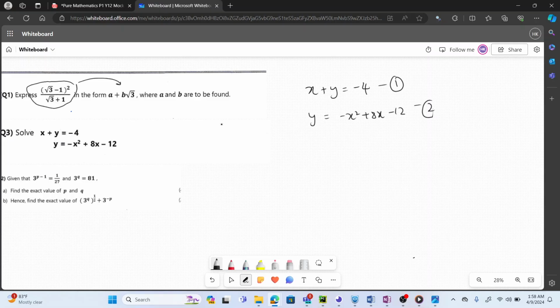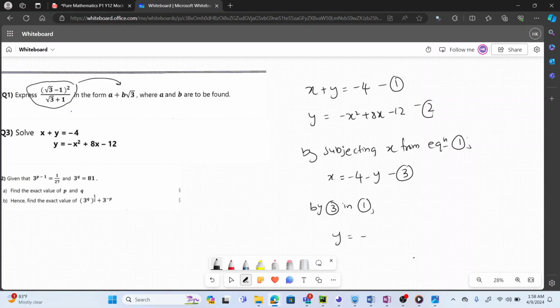So what comes into my mind first is that we can subtract y from the first equation, equation 1. I can write an expression like x is equal to minus 4 minus y. Then let me call that equation number 3, and I'm going to plug equation number 3 into equation number 2. So y is equal to minus (minus 4 minus y) entirely squared plus 8 times (minus 4 minus y) minus 12.